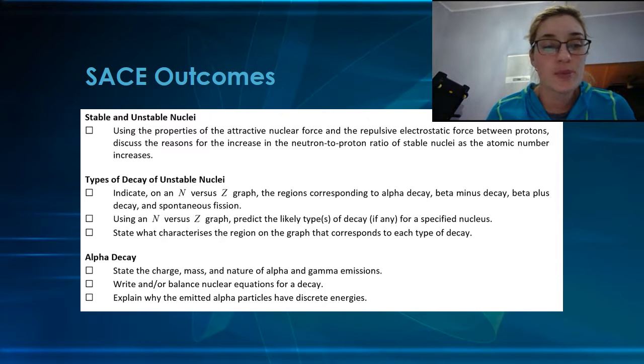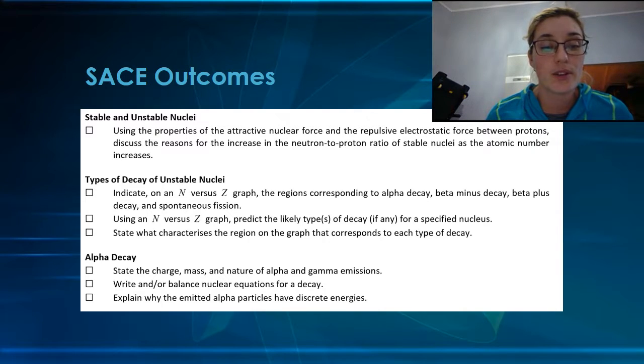So the SACE outcomes related to our work today is we're looking at what is the difference between a stable and unstable nuclei, and looking at the proton to neutron ratios inside of the nuclei there, and having a look at something called an N versus Z graph, and how that relates to the stability of different size nuclei, and what type of radioactive decay that means is more likely to occur.